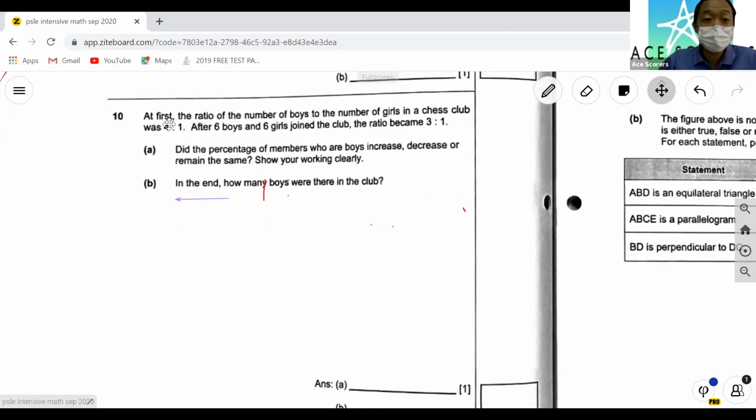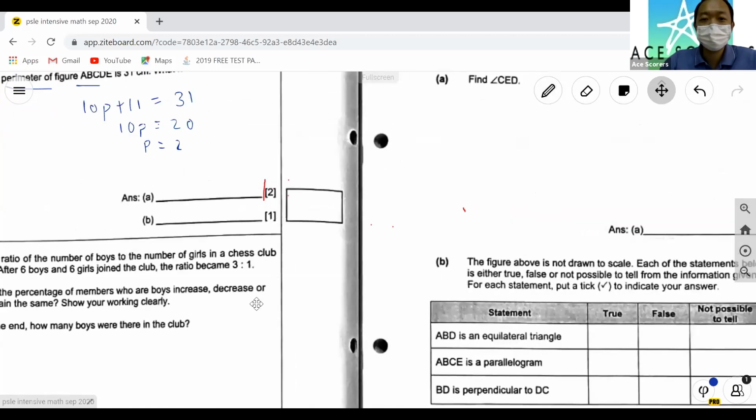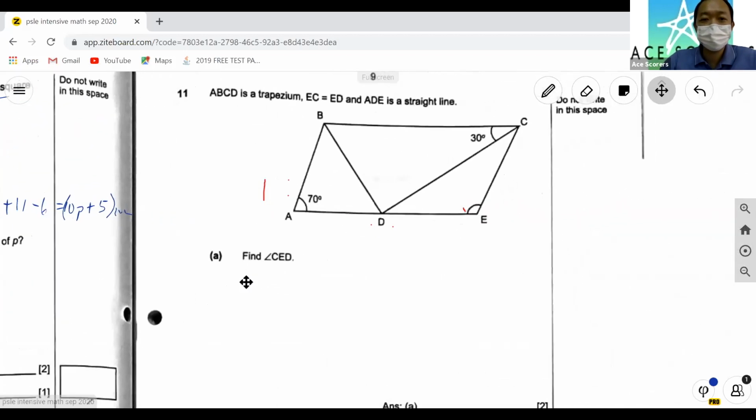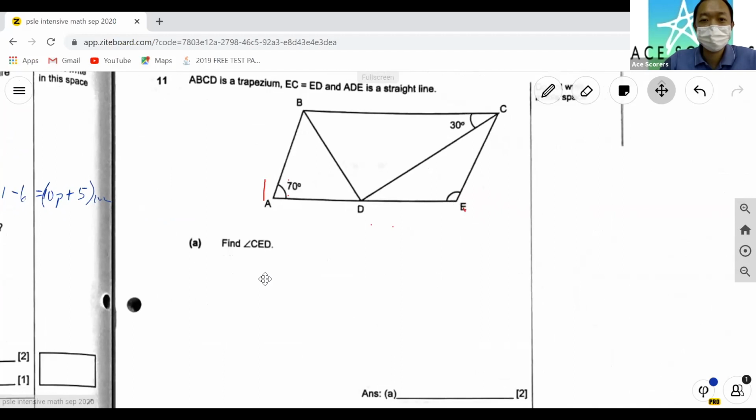Oh no. Okay, look at this. At first, the ratio of the number of boys to girls. After, okay, it's heuristic, right? Heuristic. Angle. Okay, try this angle. Every Saturday. Wow. Okay, try this.